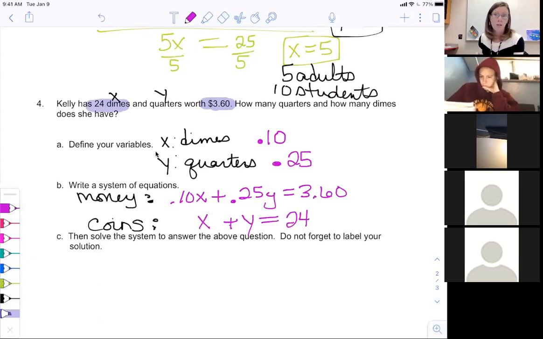I am not going to solve this one with you because I want to do 2 more problems in the notes, but this is how you would set it up. And then you can solve it using substitution or elimination. Questions?